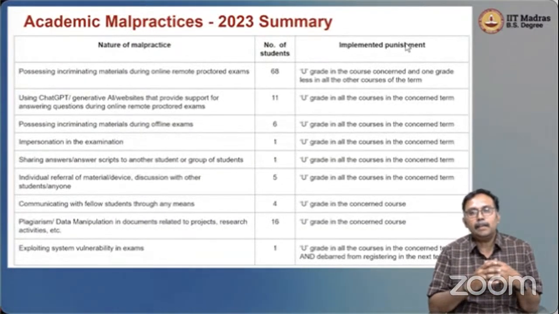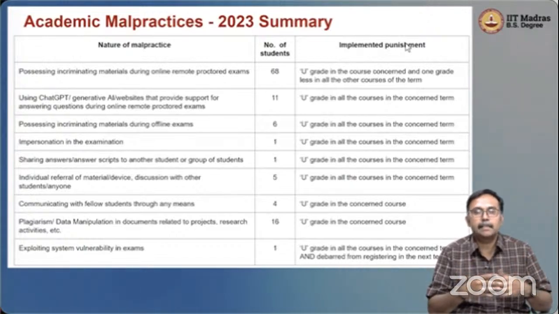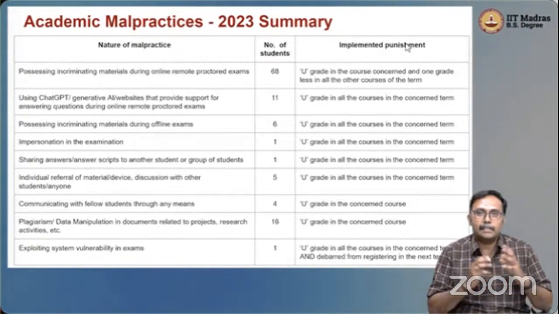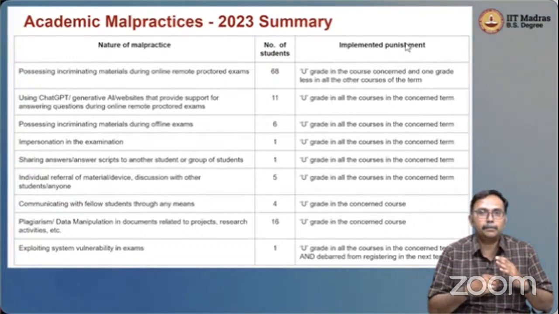Okay, now that I have given you details of what the penalties are and what the violations are, let me give you a summary of what has happened in 2023. So as I already mentioned, we have a zero tolerance policy. If you are caught doing something, you will get the punishment for it. So please understand, these punishments have already been meted out and students have been penalized.